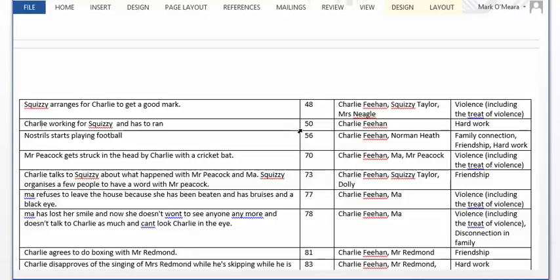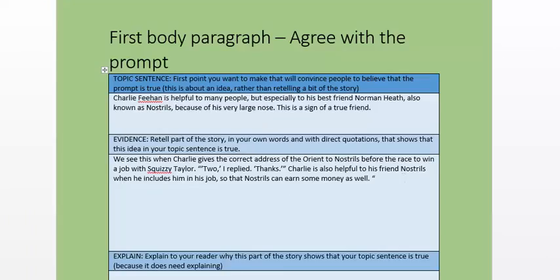So, he goes in. Here's my quote. This is in fact from page 51 and this is Charlie talking to Mr. Taylor, to Squizzy. He says, "I know of someone, Mr. Taylor," I said, "Norman Heath." And that'll do. And so I close it.